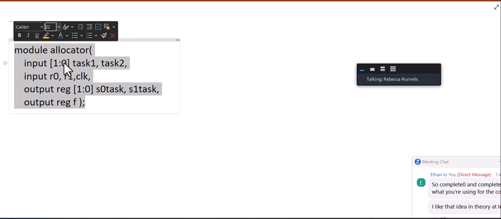So in my top module, those are mapped by wires. No, they're not. They're just the switches. They're the switches in the top module. I have as inputs R0 and R1, which are wires in the top module, and the clock, which is a constraint. And then I have as my outputs the task it gives to station 0 and the task it gives to station 1, and as an output F, which says whether or not it has any errors.